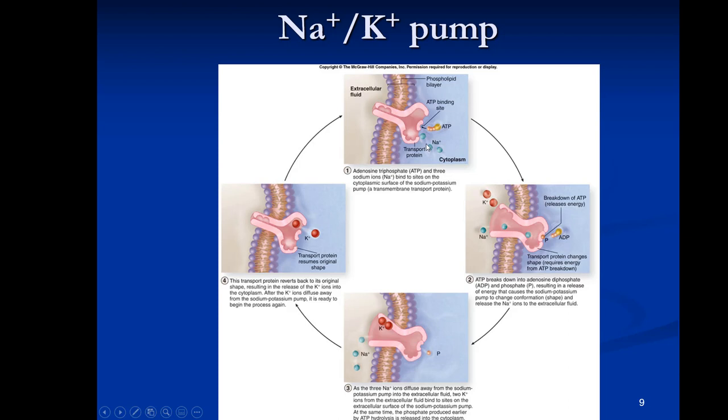The sodium potassium pump takes three sodium ions, grabs them, moves them out of the cell, and then right after that grabs two potassium ions and pulls them into the cell. And both of these are moving against their concentration gradients from low concentration to high concentration. And since it's going against the concentration gradients, it requires energy, and that's where the ATP comes in. So key point, ion pumps pump ions against their concentration gradients, moving them from a low concentration to a high concentration, and it requires ATP for energy.